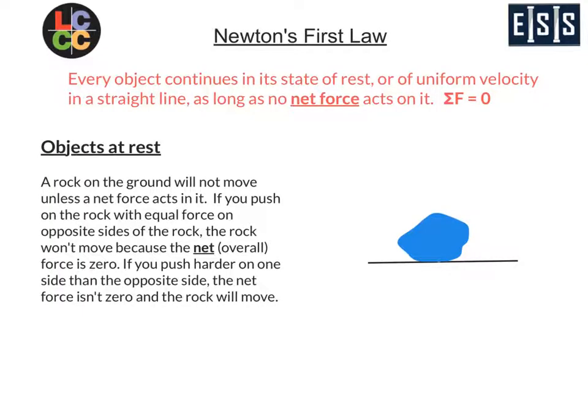This video is going to review Newton's first law, which states that every object continues in its state of rest or of uniform velocity in a straight line as long as no net force acts upon it. And it's commonly represented by this equation here: the sum of forces equals 0. So let's look first at the state of rest.